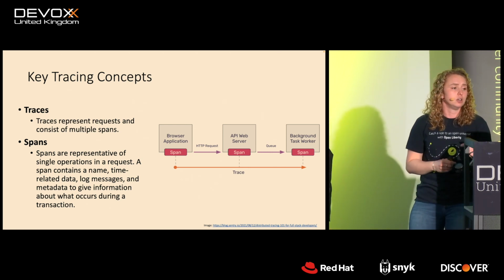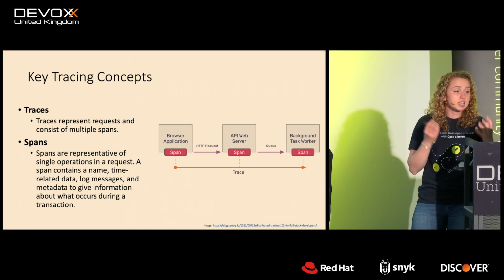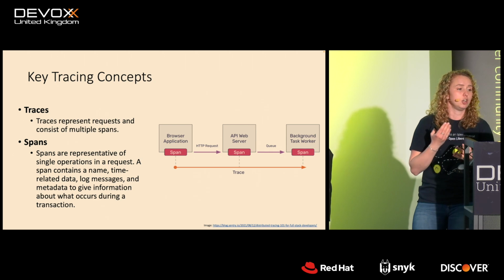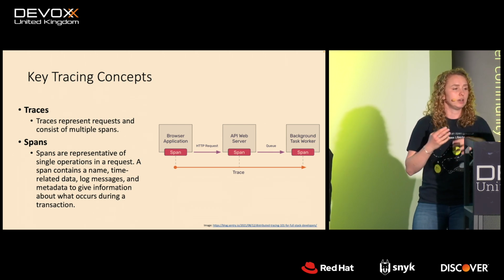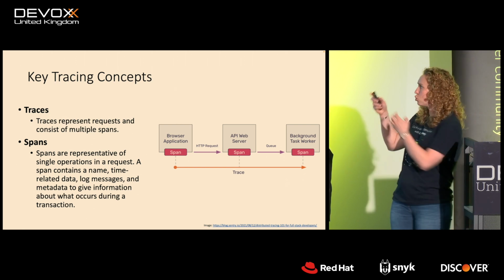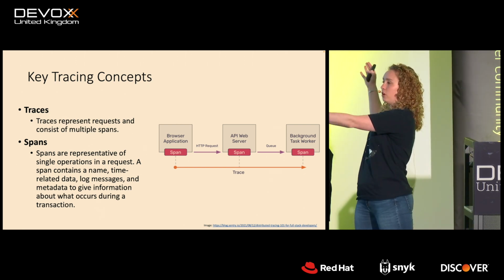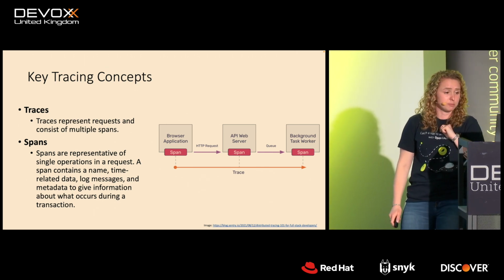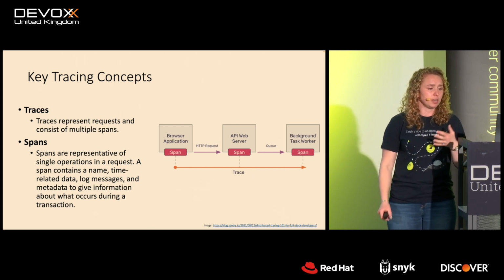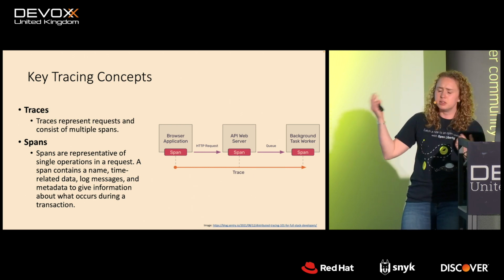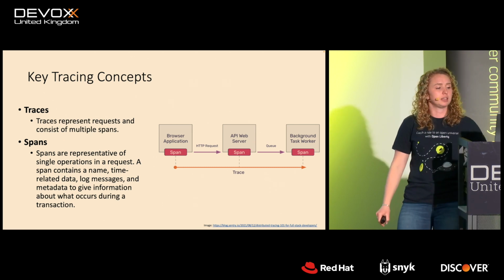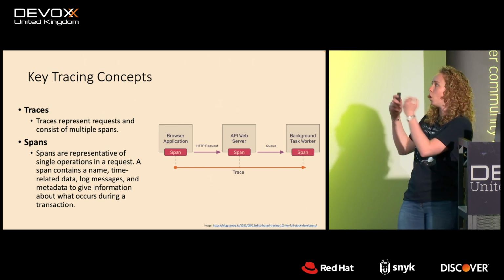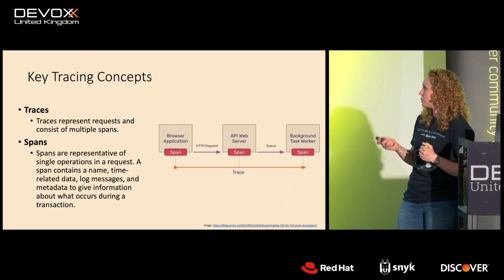Then we've got spans. Spans are representative of a single operation in a request. Normally a span contains things like a name, time-related data, log messages, for example, and metadata to give us information about what's going on. So traces are just spans together, so understanding that all as a whole. In this diagram, we've illustrated how a trace begins in one service. In this case, we've got an application running on a browser, and it continues to call to an API web service, and then even further to a background task worker. So this is just one example of how you might see a span and a trace.